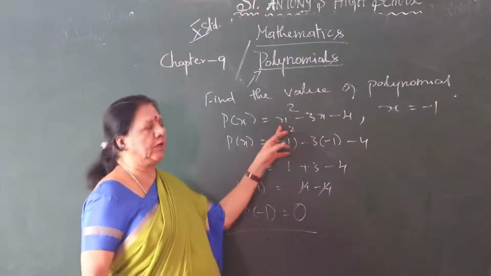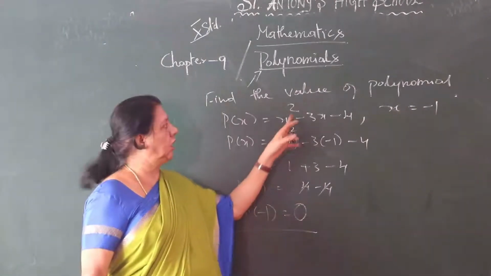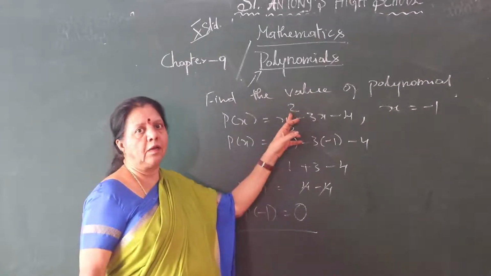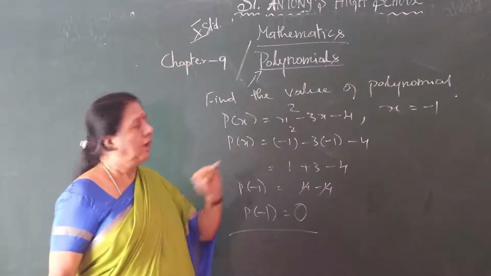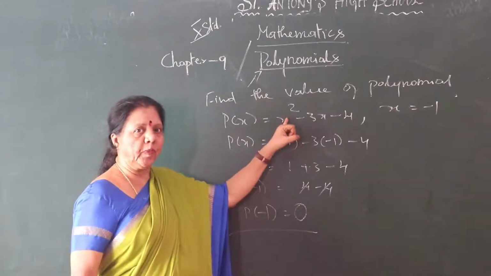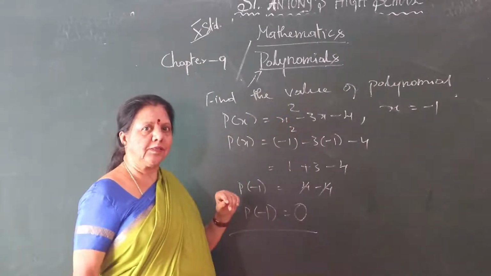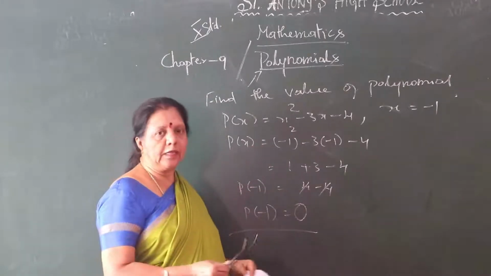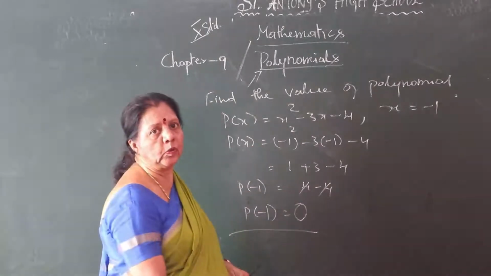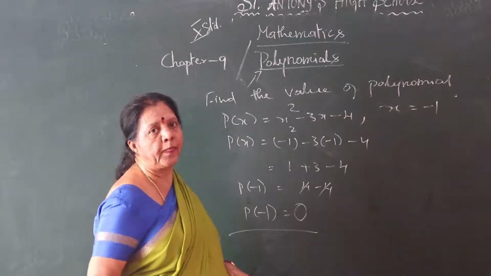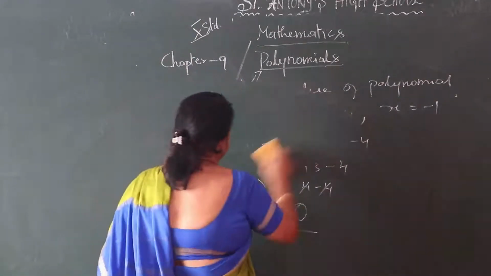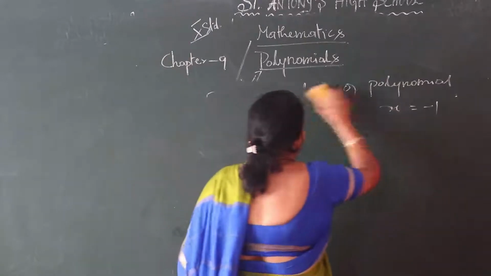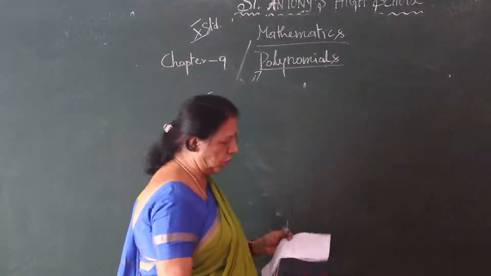What is this expression? The square is there. This expression is a quadratic polynomial. What is the degree? There it is 2. I already taught you. Understand? So this is one. Another, have you followed? Go through, all of you. We'll go to the next example. Next example they have given. So go through it in your book.